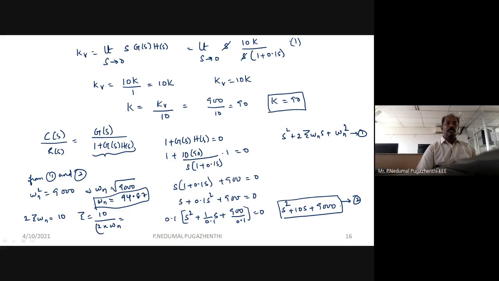Put it in the bracket, 2 into omega n. Otherwise, you will get a wrong answer. Let me verify with my data also. Yes, omega n is correct, 94.87. What about the zeta value? Yes, good, 0.0527. Thank you, CB Varshit.